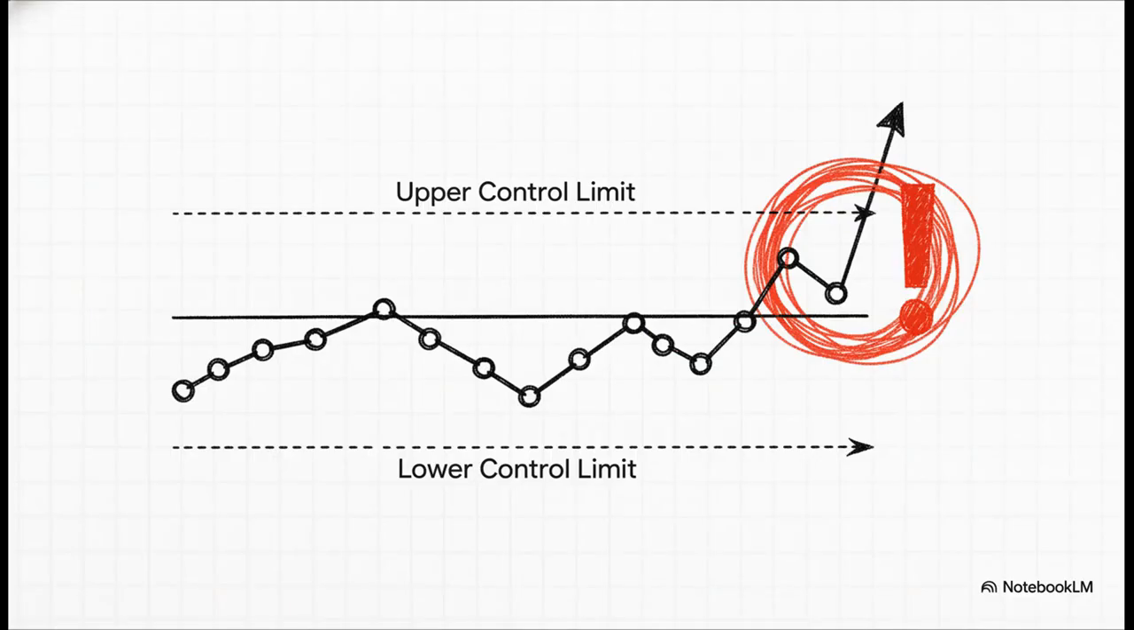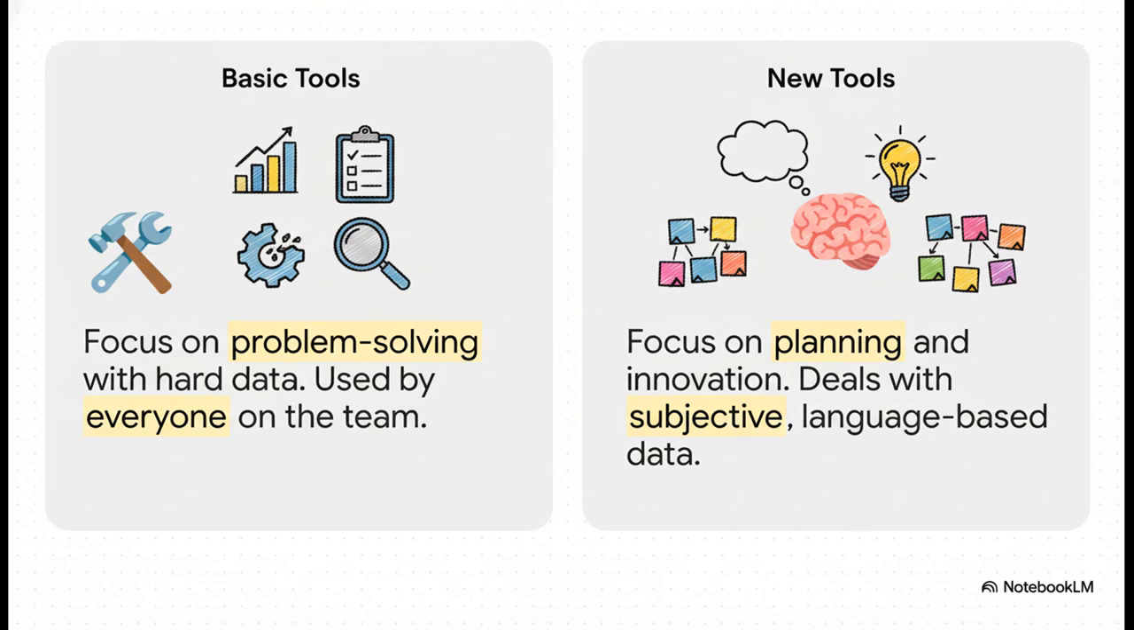So you use a control chart to see if your process is stable and predictable, and if it is, you can actually forecast how it'll perform in the future. But maybe the most important thing is that it stops you from overreacting to every little blip and helps you focus only on the real signals that there's a problem. Now, a real quick clarification. You might hear people talk about these 7 new management tools. It's important to know they're totally different. The basic tools we've been talking about are for solving existing problems using hard data. The new tools are more for things like strategic planning and organizing ideas and language-based info.